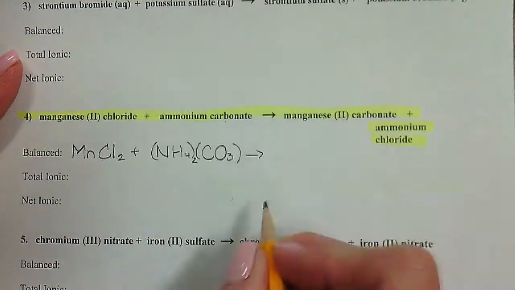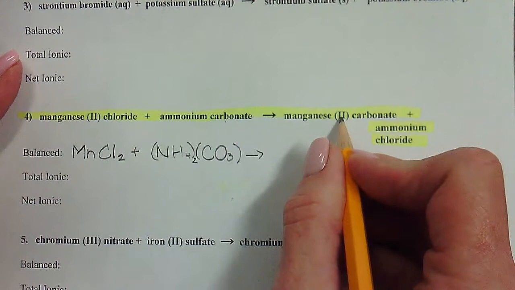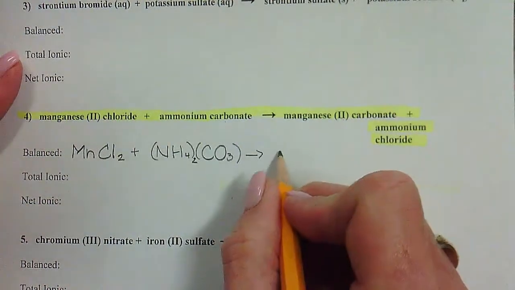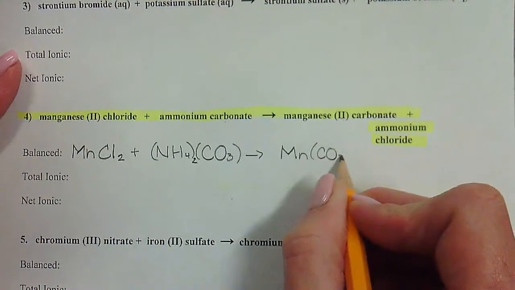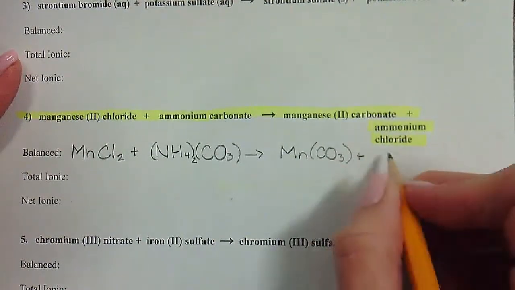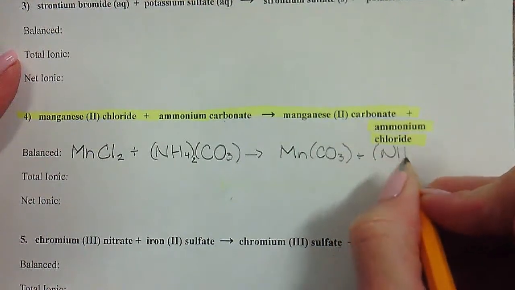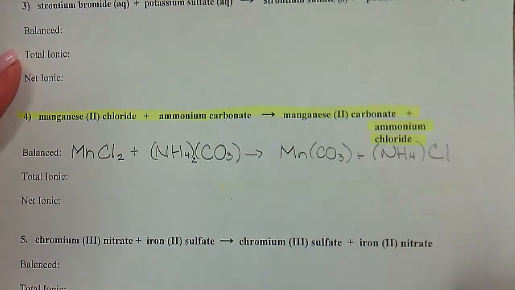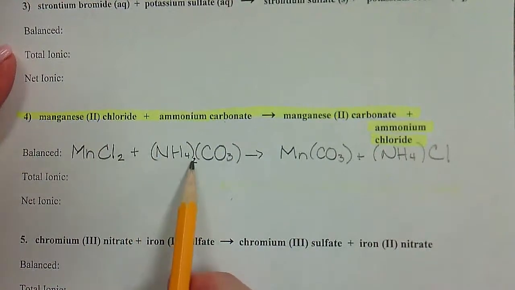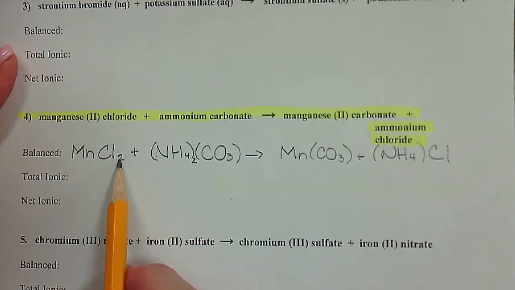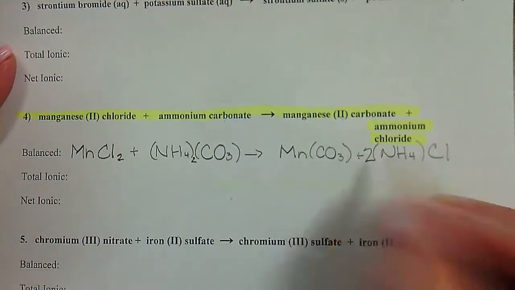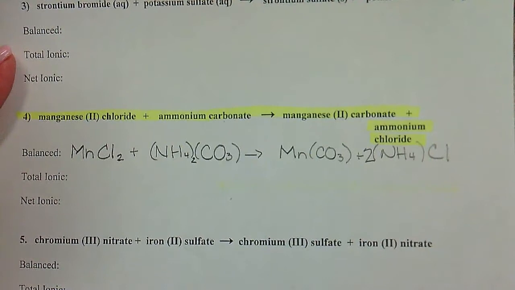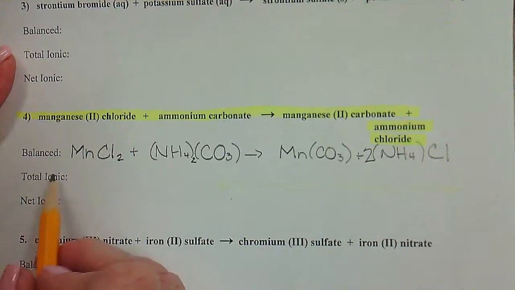Yields manganese(II) carbonate. So manganese is going to be 2 still, and carbonate's 2 still, so you won't get any subscripts at all on that manganese carbonate. Plus ammonium chloride. So I need to balance this equation. The ammonium and the chlorine both have a subscript of 2, so over here I need to make each of these a 2. So I'll just use a coefficient of 2 right there, and the equation's balanced.